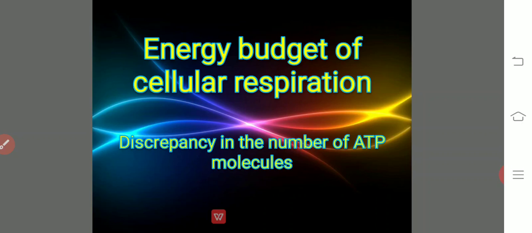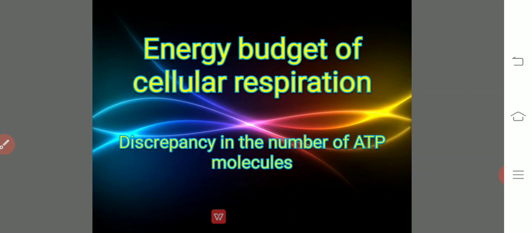That is the number of ATP molecules utilized in cellular respiration, and the number of ATP molecules produced from cellular respiration, is nothing but the energy budget of cellular respiration. And there is a discrepancy in the number of ATP molecules too.